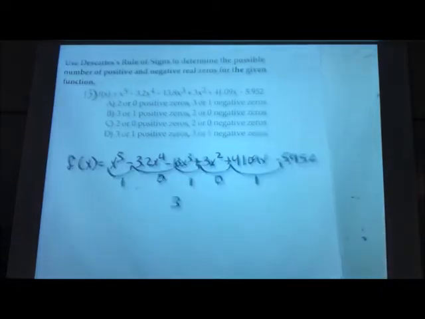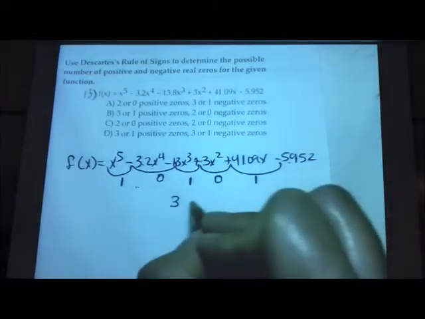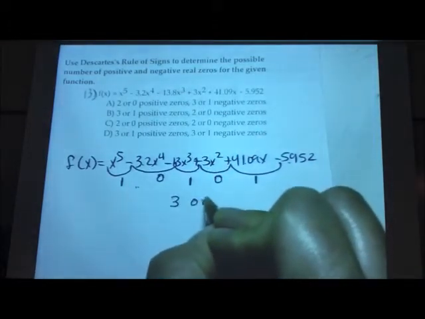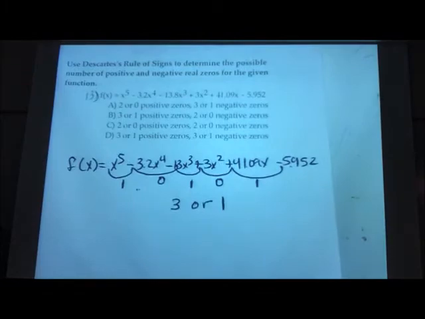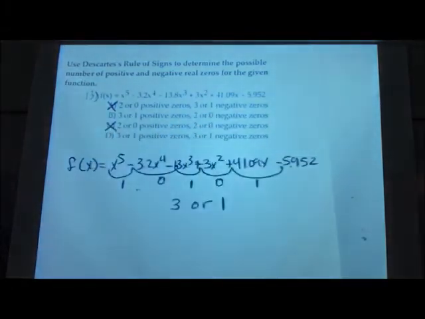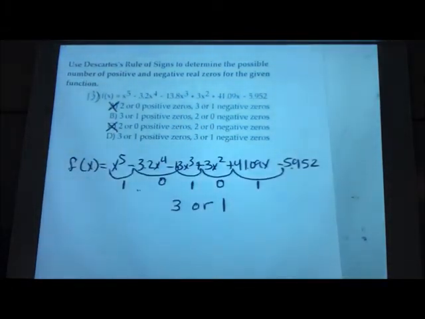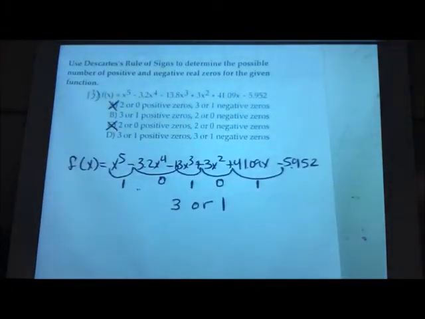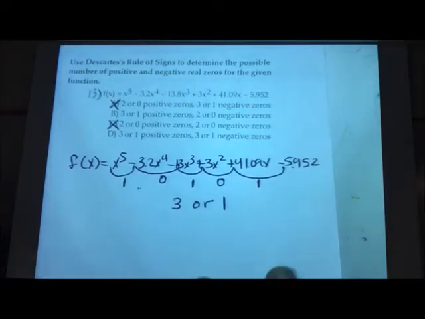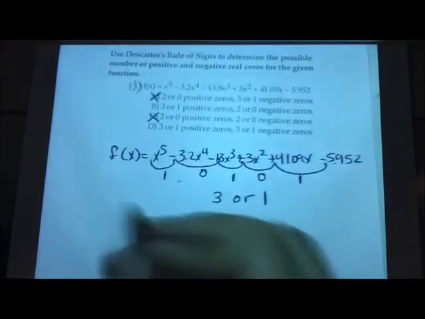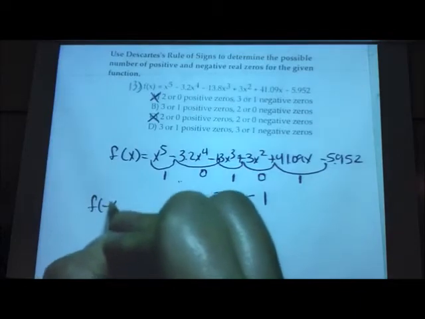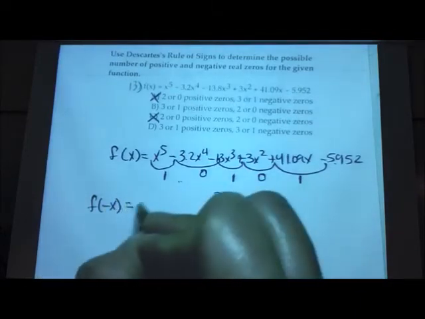Now remember, you have to subtract 2. So it's either going to be 3 or 1 positive zeros. So that already helps me eliminate answer A and C. It's either 3 or 1. Now, to do the negative zeros, I have to plug in a negative x for all the x's.